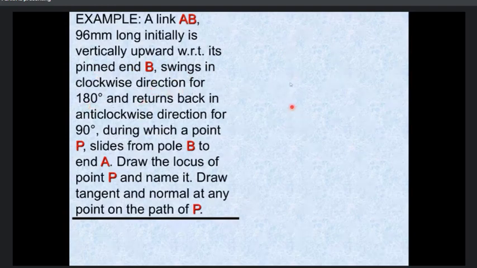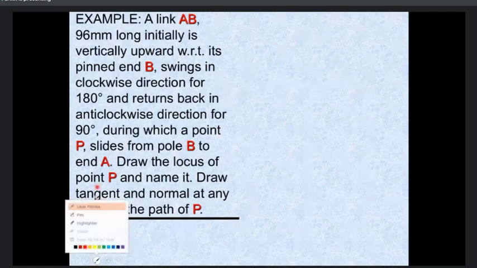Initially आपका link AB vertically upward था. It is going to swing in the clockwise direction for 180 degree, मतलब swing कर रहा है 180 degree and returns back in the anti-clockwise direction for 90 degree. इसका मतलब क्या है कि एक लिंक है आपका इनिशियली वर्टिकली अपवर्ड, वो क्लॉकवाइज रिवॉल्व कर रहा है 180 डिग्री, बट जब वो 180 डिग्री रिवॉल्यूशन कंप्लीट करता है उसके बाद वो रिटर्न कर रहा है. ओके, वंस इट हैज कंप्लीटेड 180 डिग्री इन अ क्लॉकवाइज डायरेक्शन, इट इज गोइंग टू रिटर्न बैक इन एंटी क्लॉकवाइज डायरेक्शन फॉर 90 डिग्री. मतलब यहां से वो वापस जाता है 90 डिग्री. समझ में आया क्वेश्चन? एक लिंक आपका वर्टिकली अपवर्ड है.